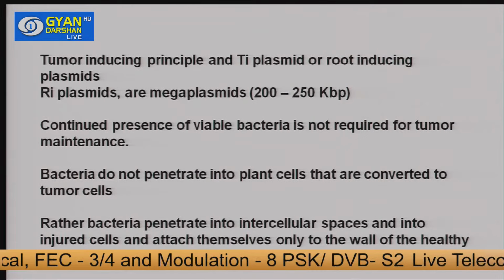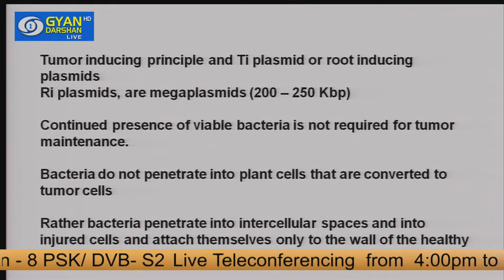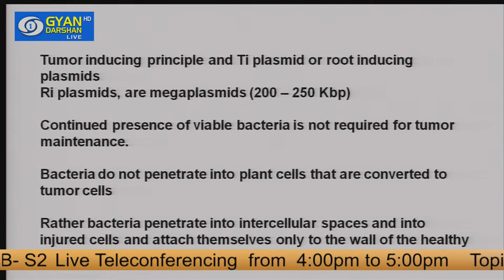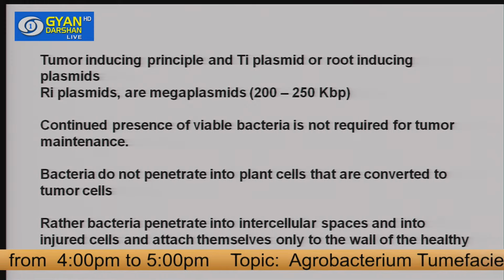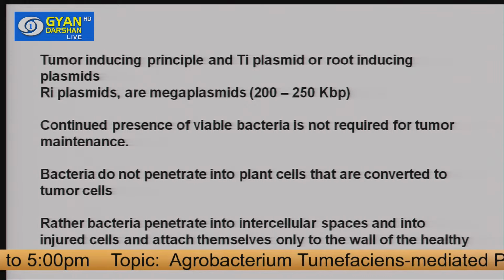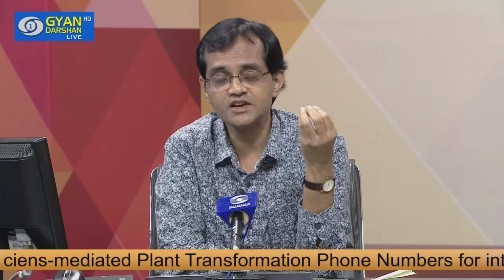Number 2, bacteria do not penetrate into plant cells that are converted to tumor cells. Number 3, rather, bacteria penetrate into the intercellular spaces and into the injured cells and attach themselves only to the wall of the healthy plant cells. Now, what enables Agrobacterium tumefaciens to attach to the walls, we will be coming to that. Of course, it has certain genes which help in the attachment to the plant cell wall.